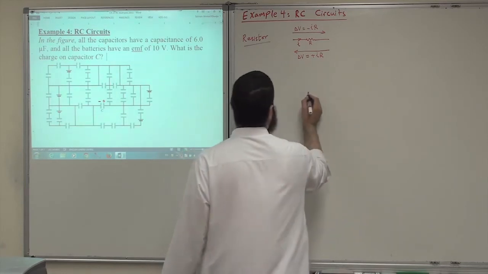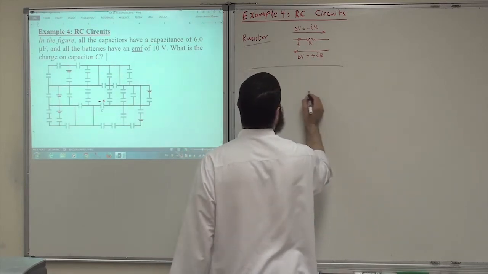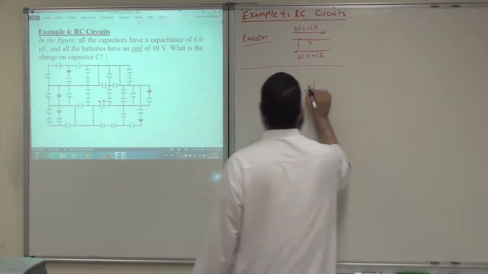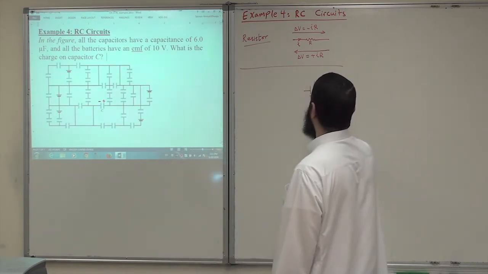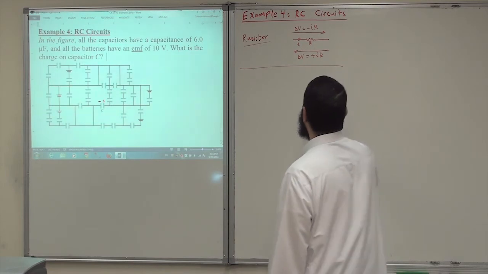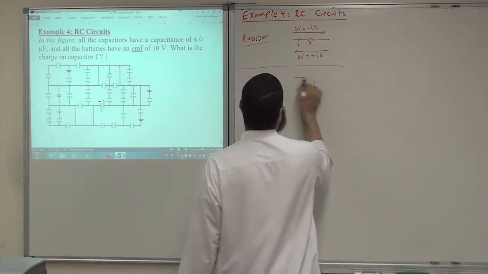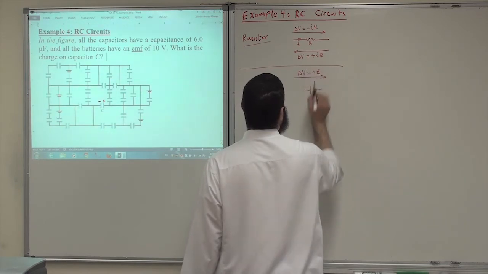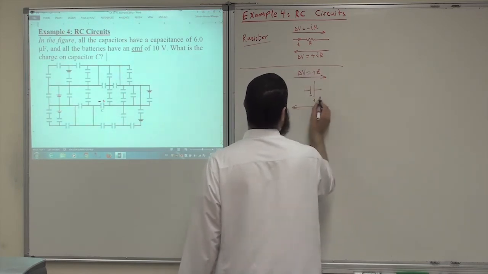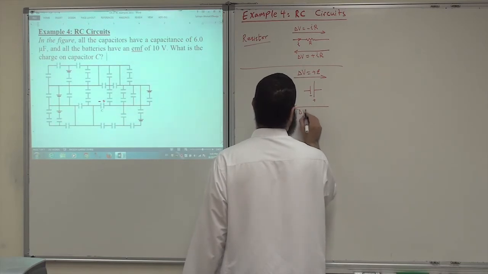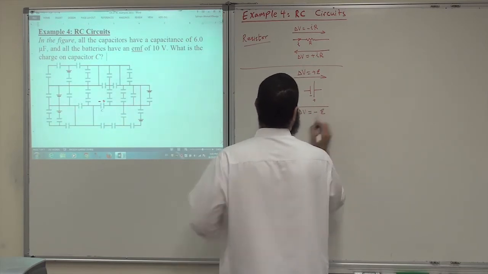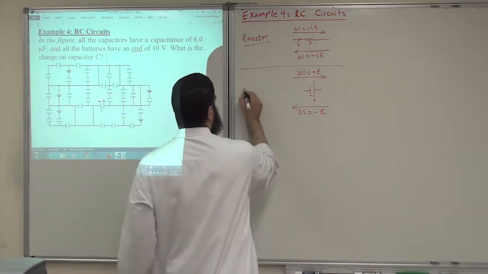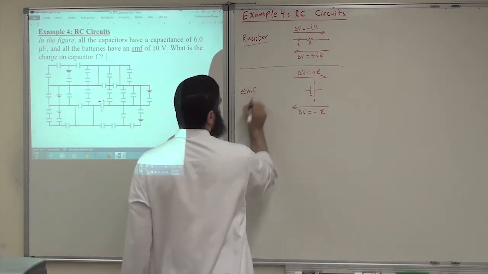For the battery, the short line represents the negative, and the long line is the positive terminal. If you go from negative to positive, delta V is plus E. And if you go from positive to negative, delta V will be minus E. Here, potential increase. Here, potential drop. So this is for the EMF.